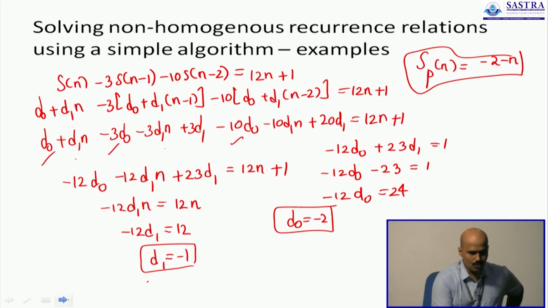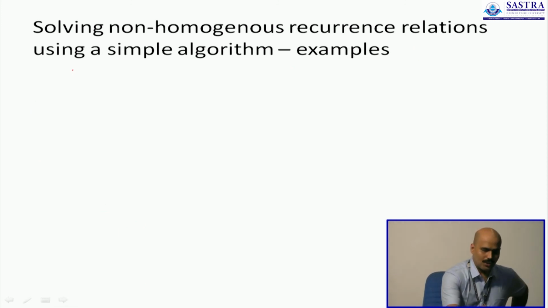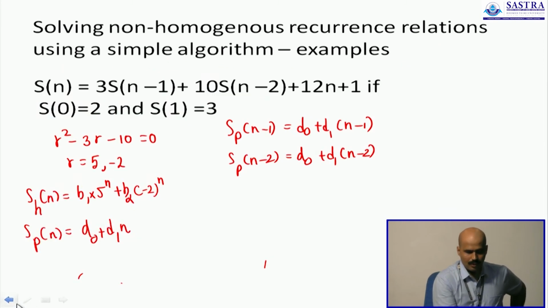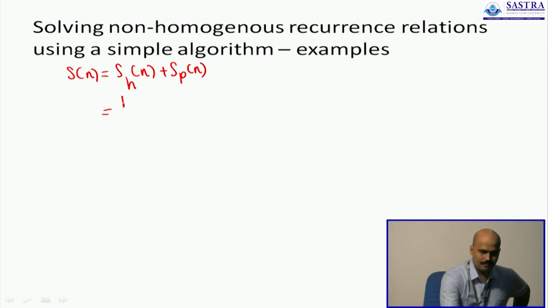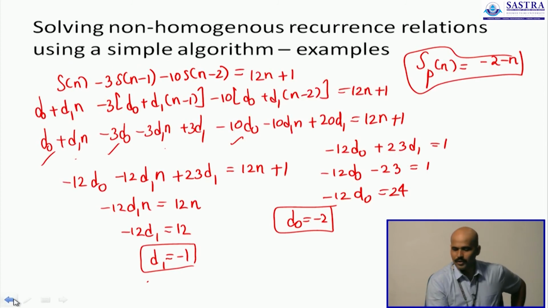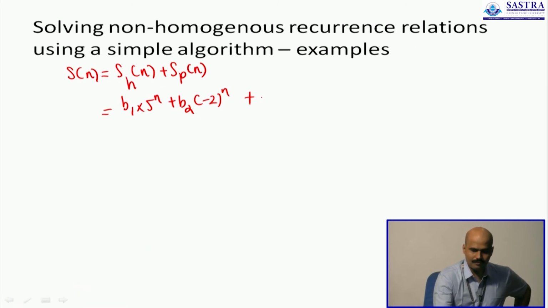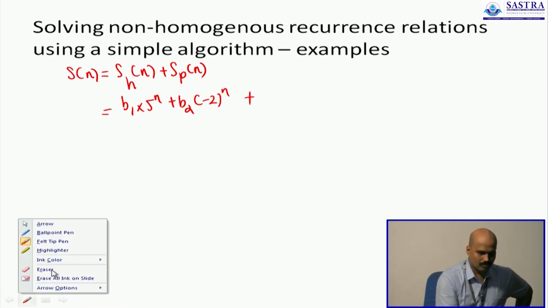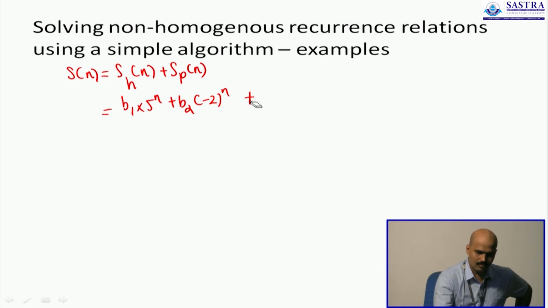So adding these two, we can get the required answer. S of n is going to be the homogeneous part plus the particular part. The homogeneous part we solved 2 screens back, that was b1 times 5 power n plus b2 times minus 2 power n, and now we have also the particular part, which is minus 2 minus n. That's the answer we're looking for.